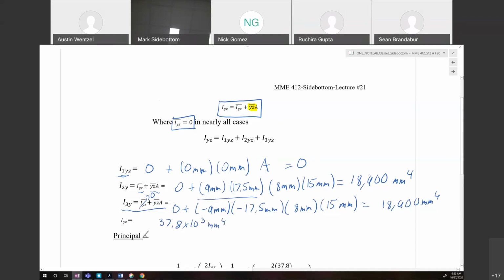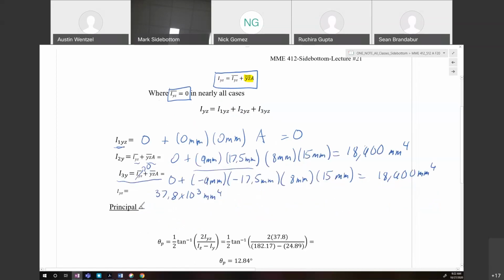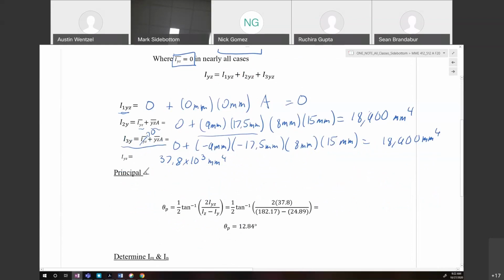Okay. All right. So now that we have IYZ, we can calculate our principal angle, theta p. All we're going to do is plug in our IYZ term, our IZ term, and our IY term, which we solved for on the last page and this page. If we plug in all those values, we get 12.84 degrees, which is going to be counterclockwise from the y-axis.